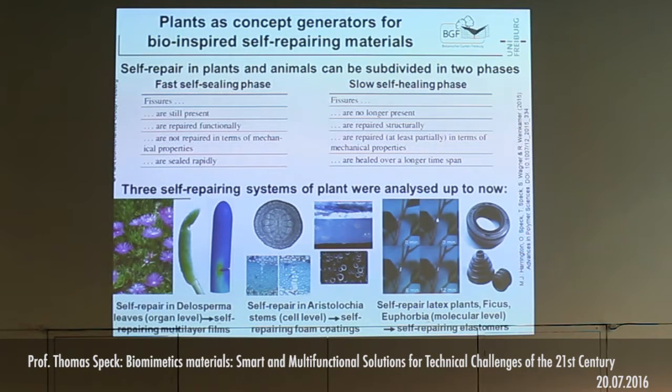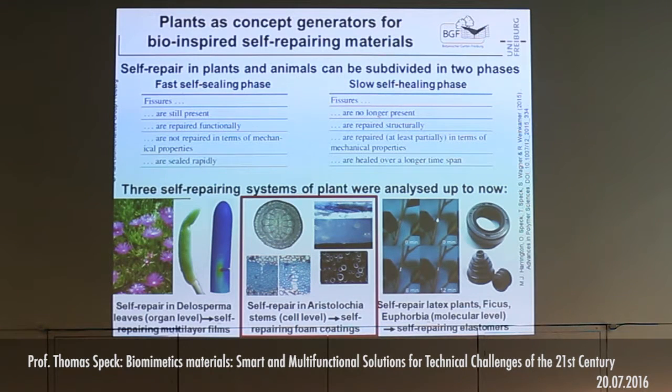At the moment we have some first simulations and the first idea of lab demonstrators. Then we looked at the cellular level, self-repairing Aristolochia, a climbing plant, and there we developed self-repairing foam coatings for pneumatic systems which are already on the market. This I will show you in a moment in a bit more detail. And we looked at latex plants, Ficus, Euphorbia, at the molecular level, and here we developed self-repairing elastomers which exist on, let me say, it's more or less a lab demonstrator, perhaps a bit more.